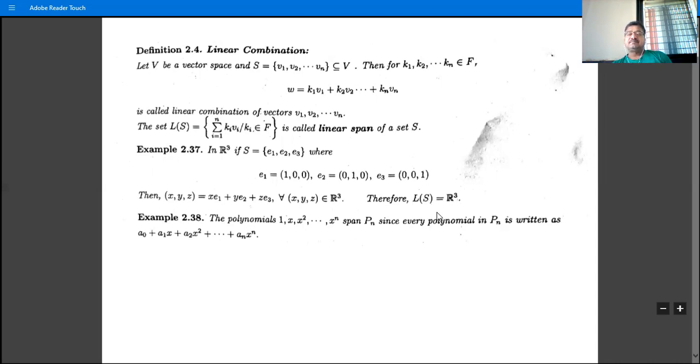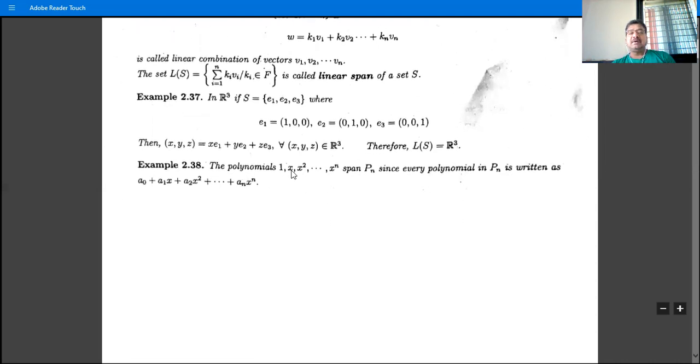Okay. So the next problem: the polynomials 1, x, x square, ..., x raised to n span Pn. That is, every vector of Pn is a linear combination of these vectors. Every element of Pn is written as a linear combination of these n plus 1 vectors. These are n plus 1 in number.